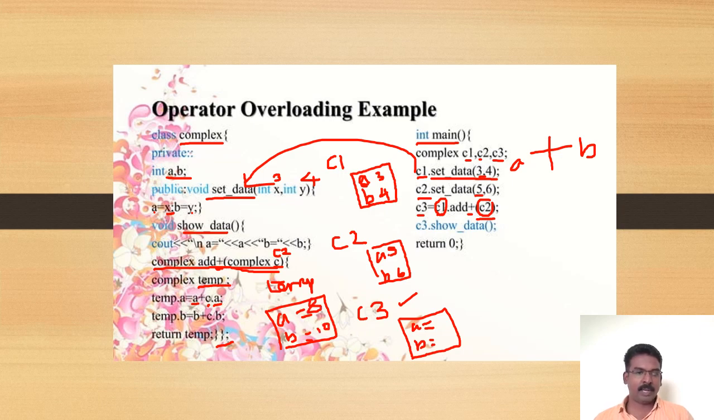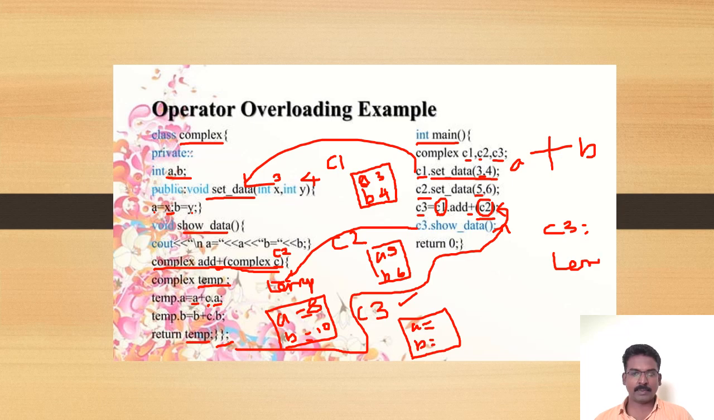So we are returning temp here. From here this has been called and all the operation has been done, then this will go here. So now the temp is assigned to C3. The temp values are transferred to C3, or temp is becoming C3.